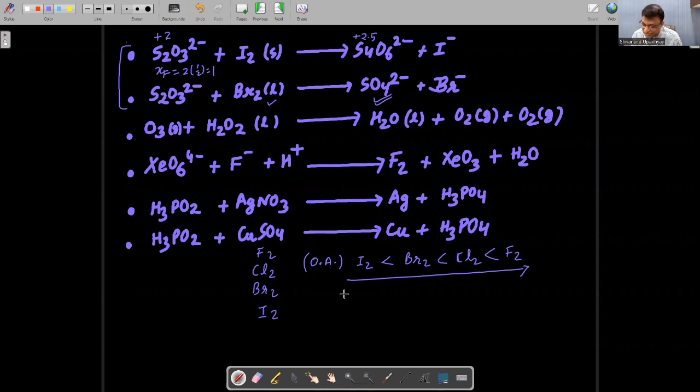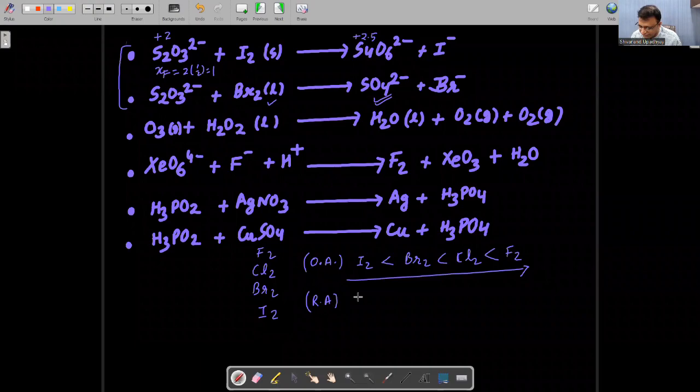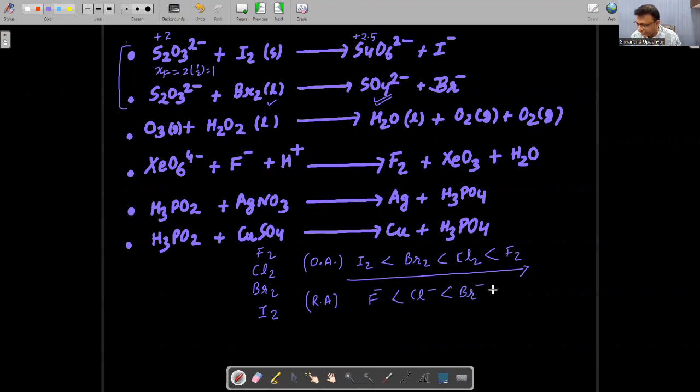If the question is reversed, among the following which is the best reducing agent? For reducing agent, fluorine is the worst reducing agent, then chlorine, then bromide ion, and then iodide ion. Iodide ion is the best reducing agent among the halide ions, and among the halogens, fluorine is the best oxidizing agent. So the question is based on this. These data are given for oxidation potential of iodine, bromine, chlorine, fluorine. Based on that data, they are asking why these two reactions are different.